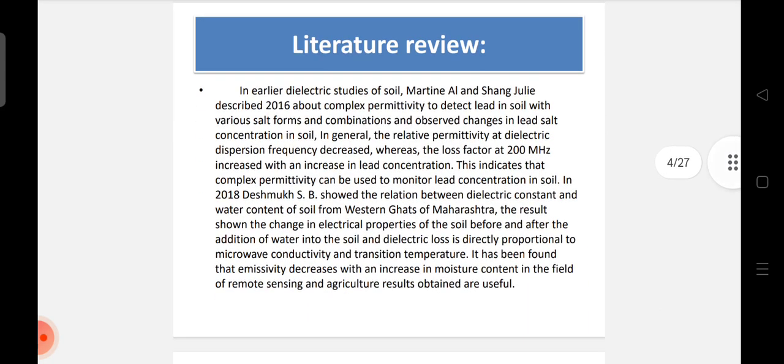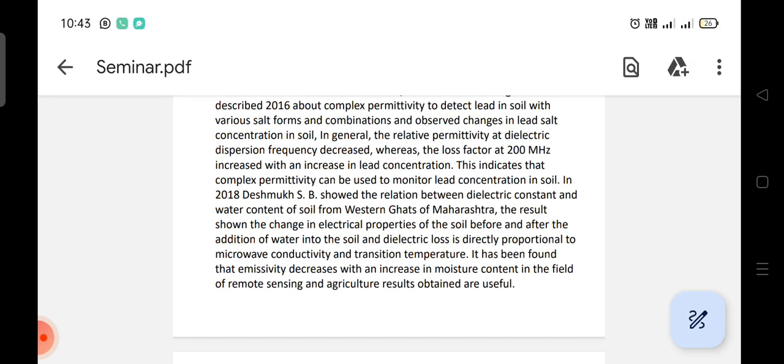In earlier dielectric studies of soil, Martin, A.I. and Shang Julie described in 2016 complex permittivity to detect lead in soil with various concentrations. In general, the relative permittivity at dielectric dispersion frequency was described, whereas the loss factor at 2000 MHz increased with an increase in lead concentration. This indicates that complex permittivity can be used to monitor lead concentration in soil.